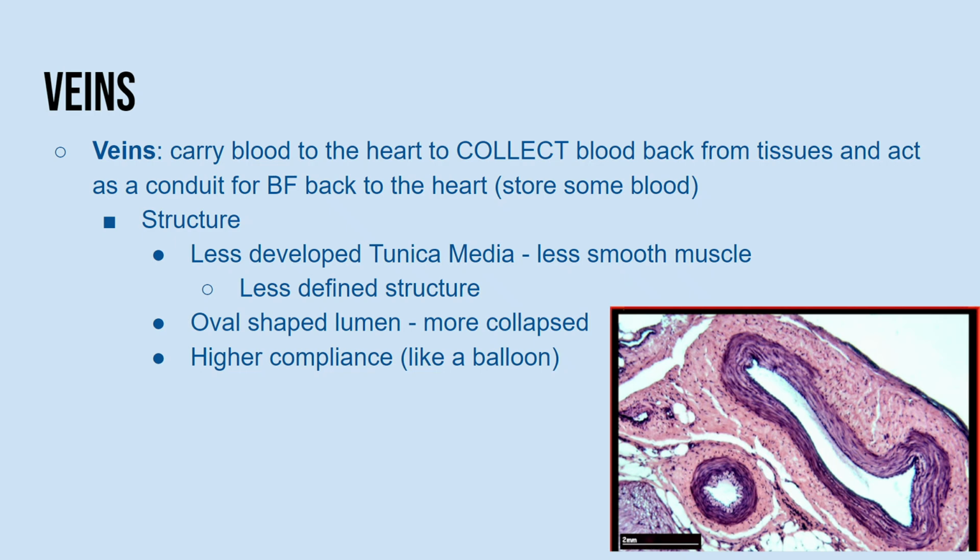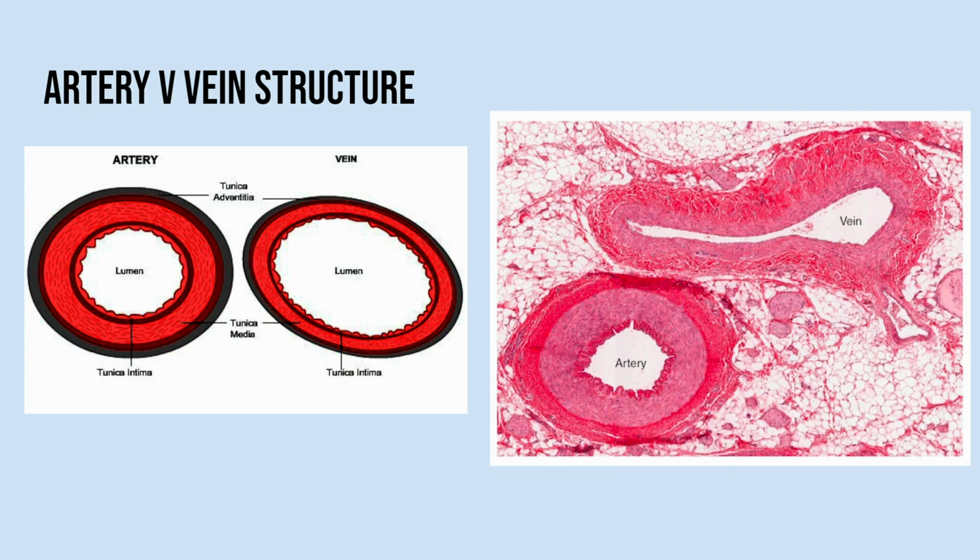What's on the next slide? Yeah, there it is labeled. There you go. And you can also see in the image on the left, like the thicker tunica media in the artery, which allows for better regulation, or the TPR, and then the smaller or thinner tunica media in the vein.